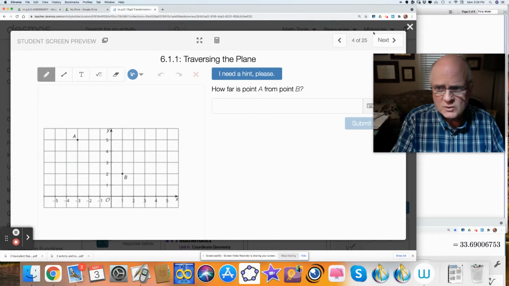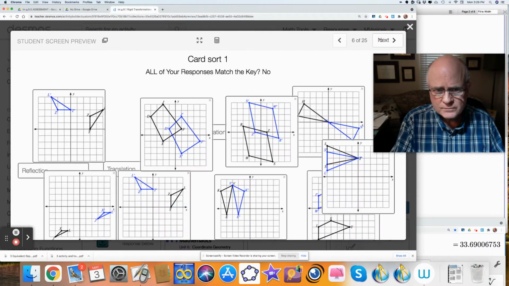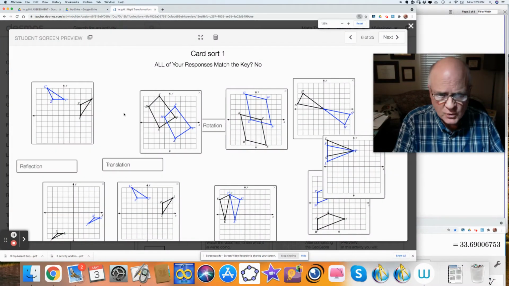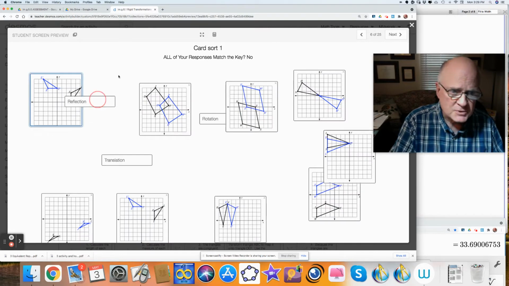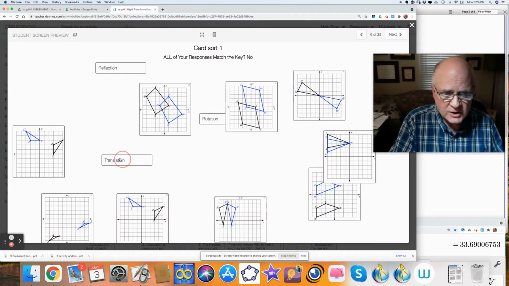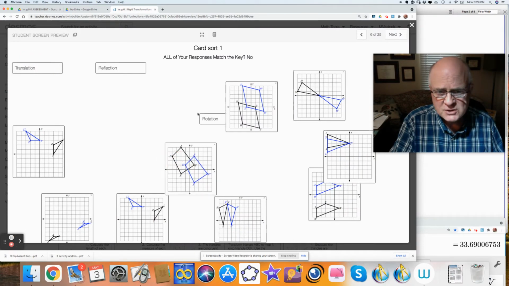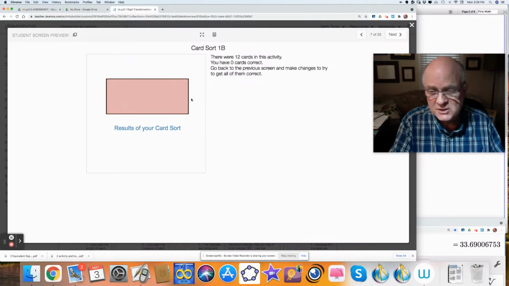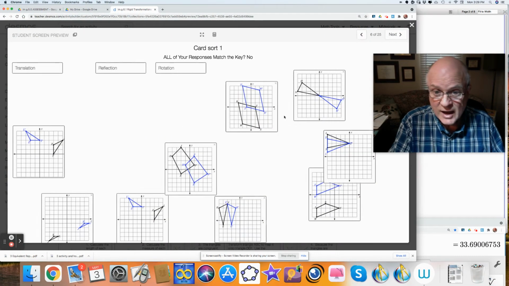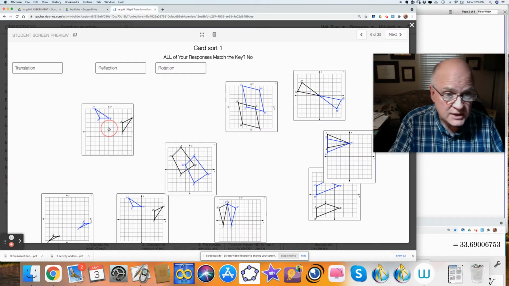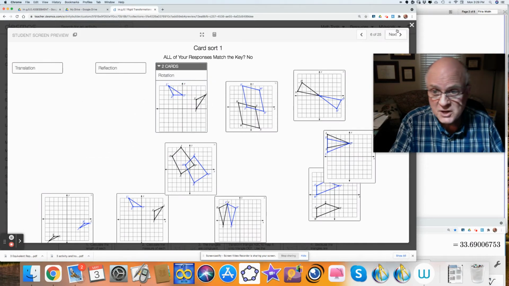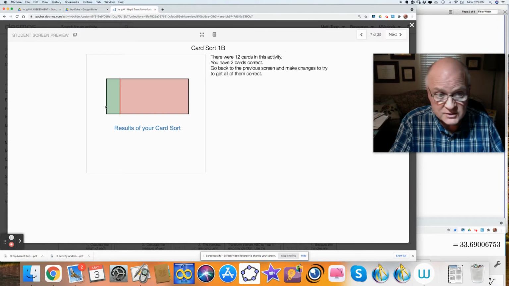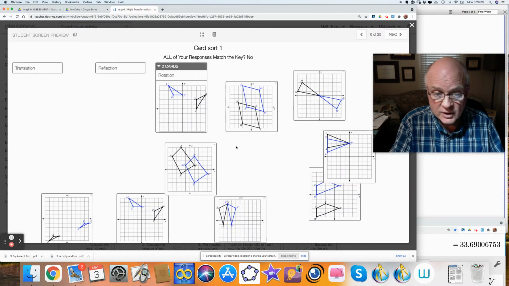Going back to my Desmos, we have a card sort. And in the card sort, which I could do here for you really quickly, is to show you that I have three groups. I have reflections, I have translations, and I have rotations. And as you do these, you can check them on the next page to see how many that you got correct. You will notice that this one looks like it's a rotation, and I can check it on the next page. Yeah, it's getting better. I've got one pair that's correct.